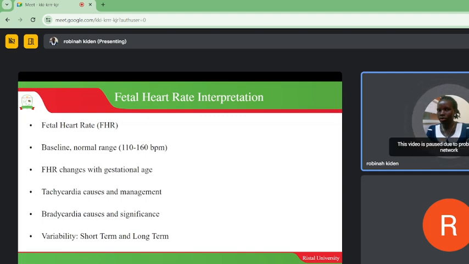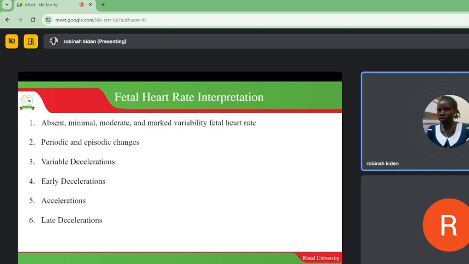Variability, short term and long term, can also be considered. So when we talk about variability, we are looking at the changes that occur, and those changes that are short term and those that are long term have all to be put into consideration. The short term may not have a serious impact, but the long term are likely to have serious impact, more so on the fetus.